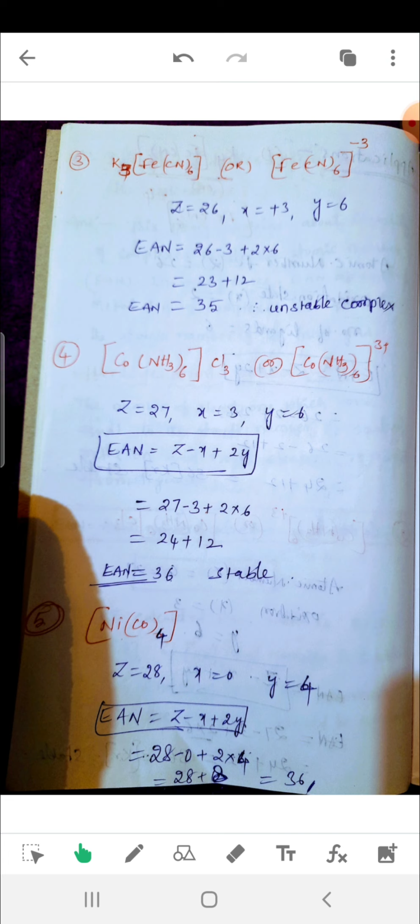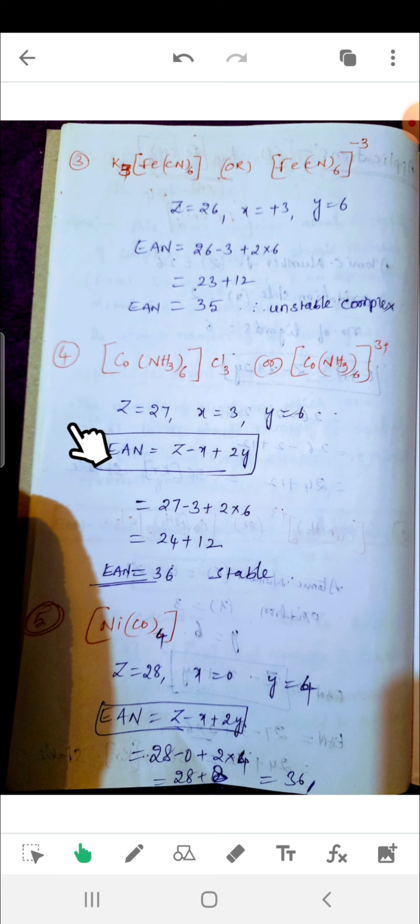Here is another compound we are going to observe: potassium hexacyanoferrate(III). This type of compound also, the difference between the two charges easily gives the oxidation number. Here Z equals 26 for iron, X equals 3 the oxidation number, and Y is the ligands. Substituting in the formula, the effective atomic number is 35. This is an unstable complex.